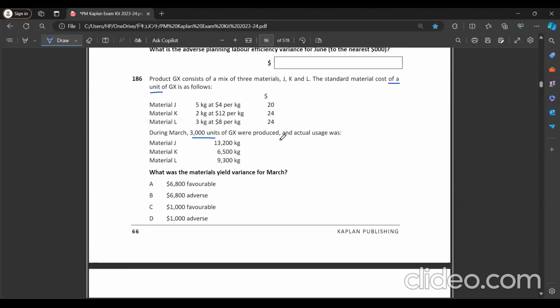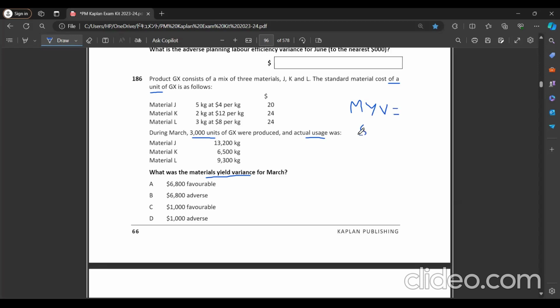So this is the actual yield produced, and the actual usage of the quantities that were consumed to produce 3,000 units of GX are given as follows. The question asks: what was the material yield variance? Material yield variance, as I have written just now, is a comparison of the standard yield and the actual yield applied at the standard rate.